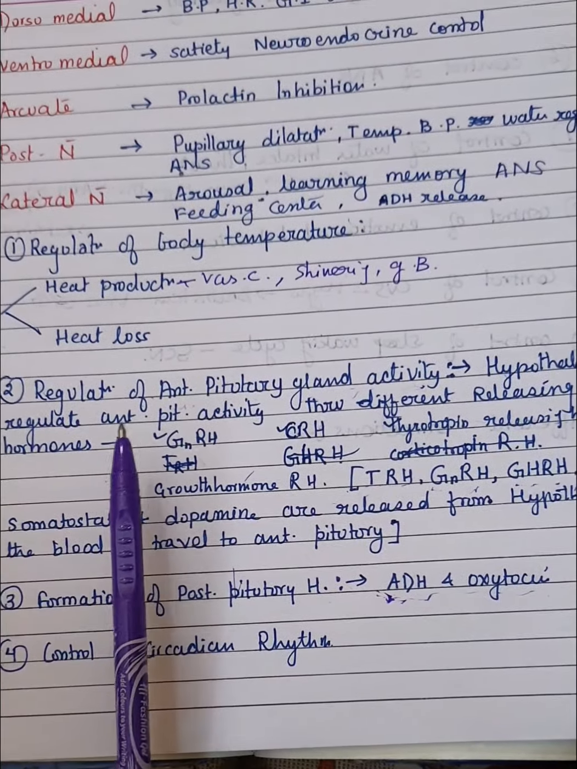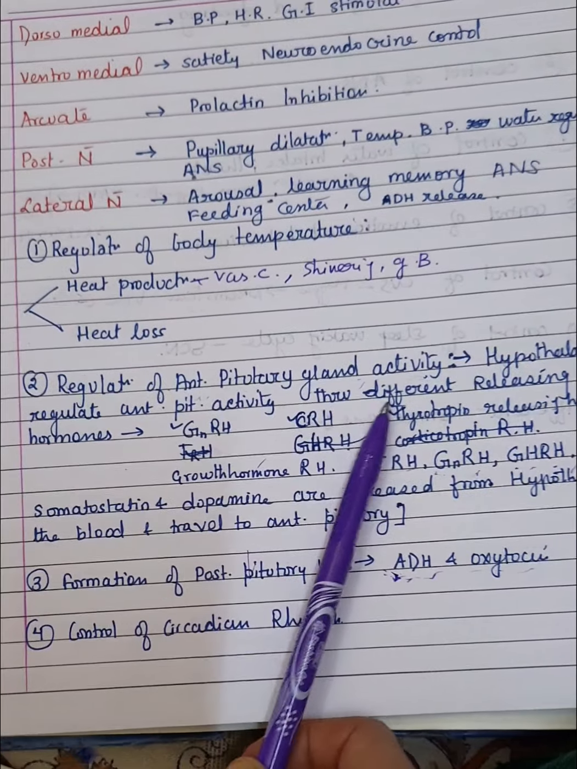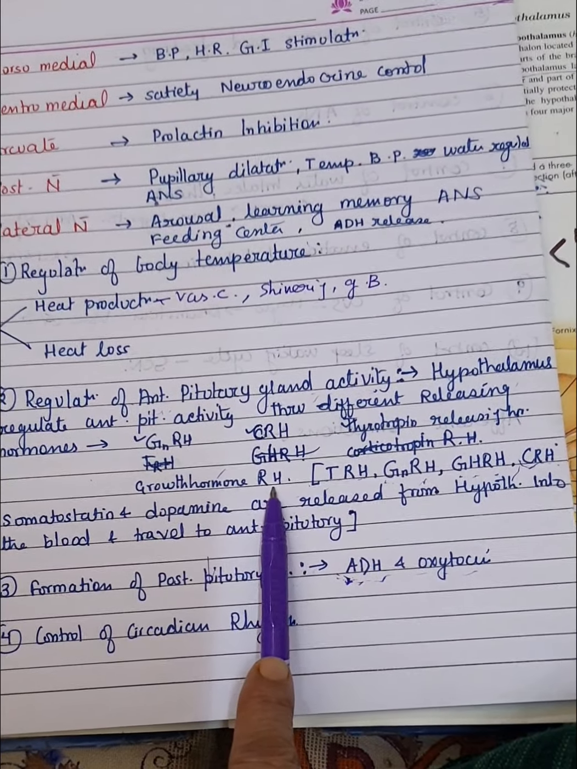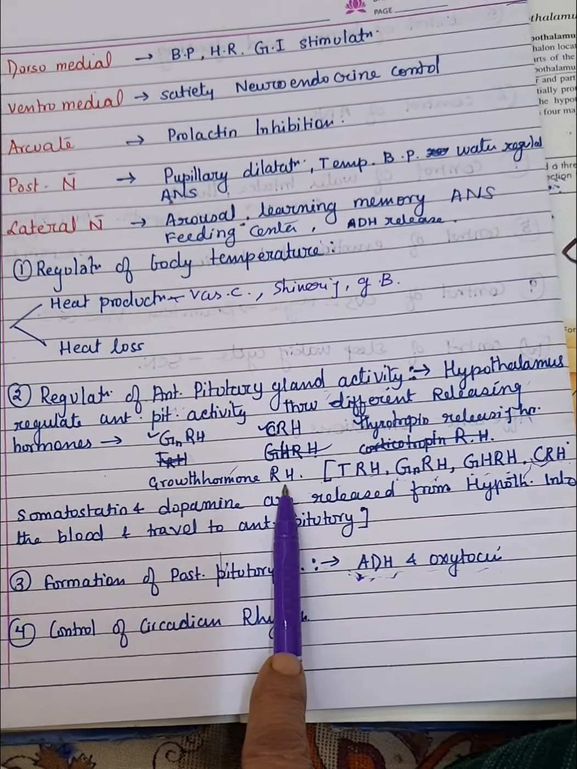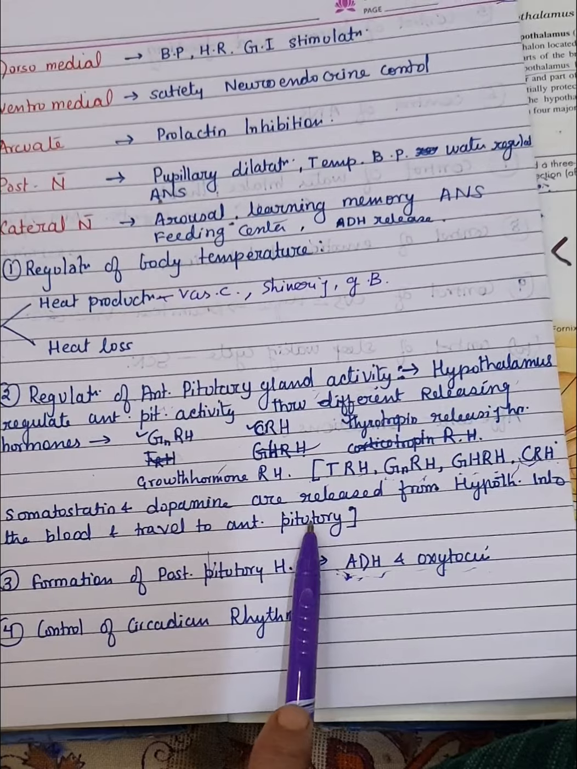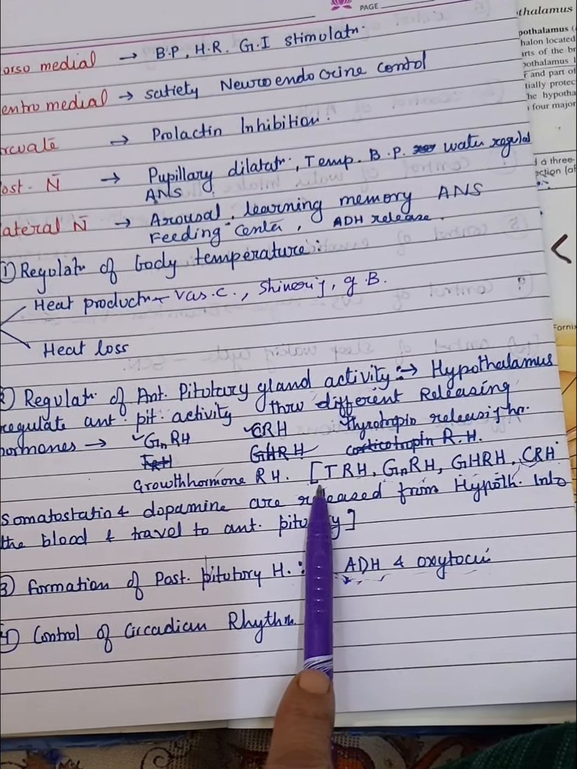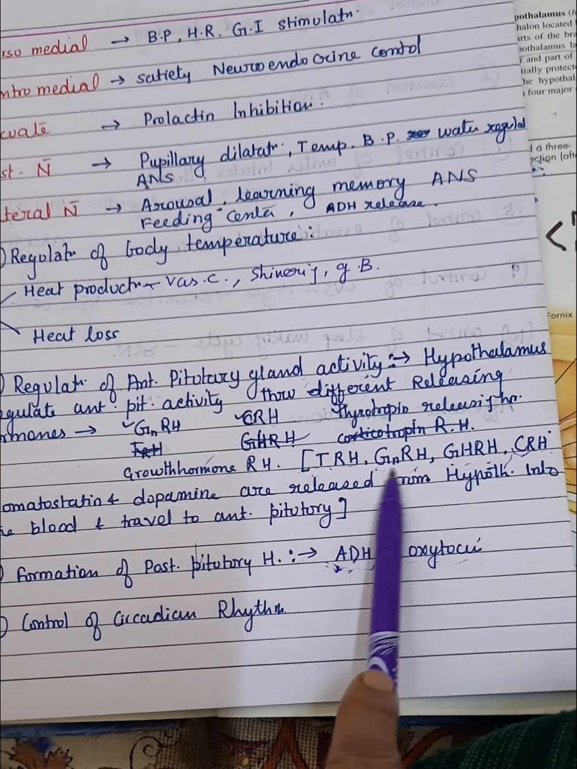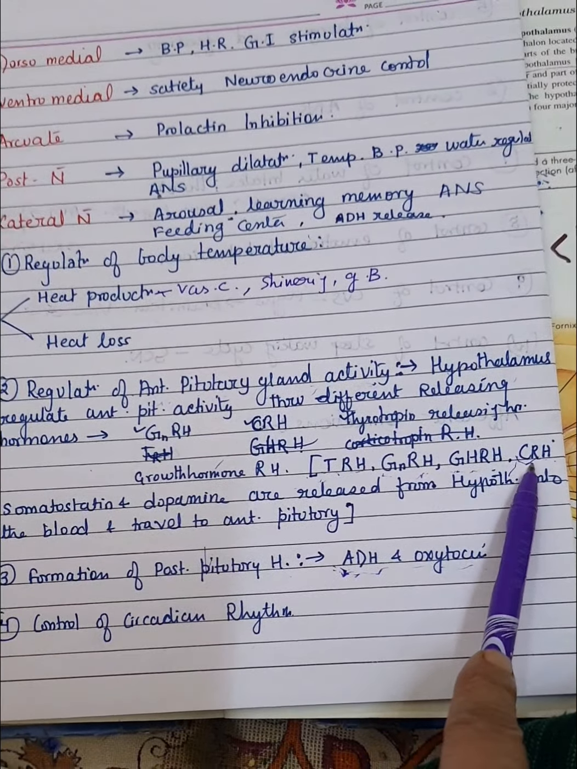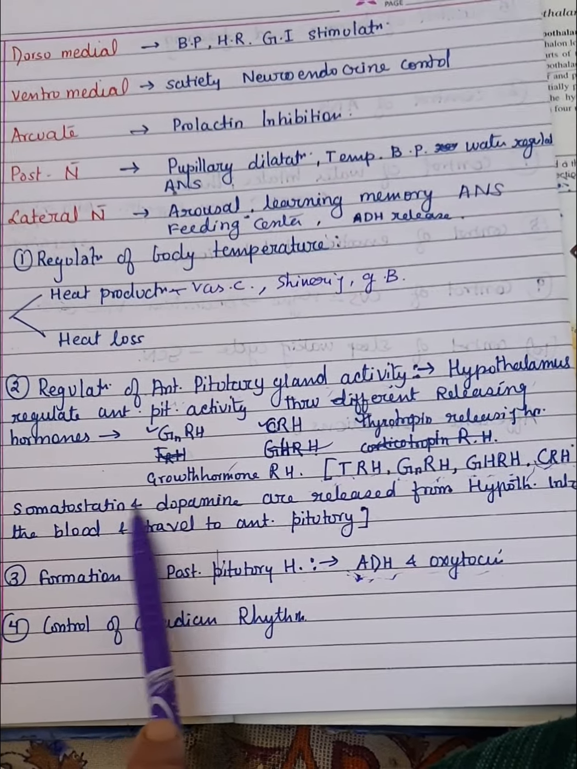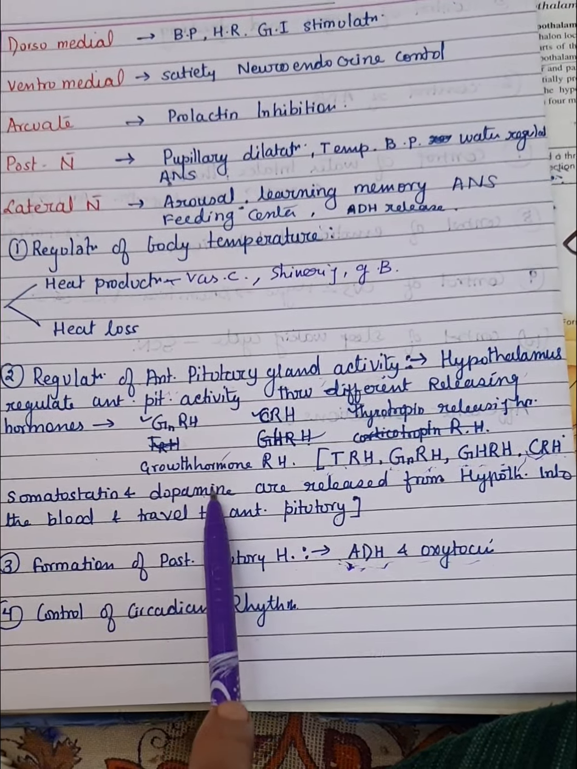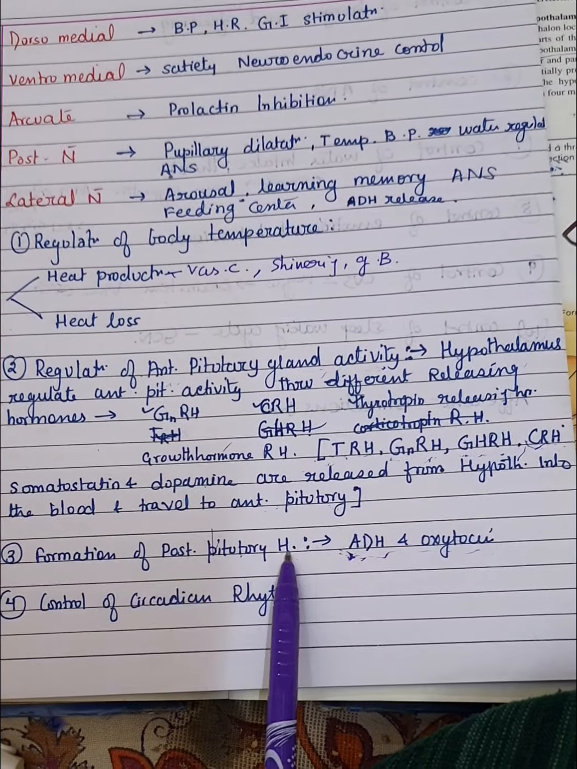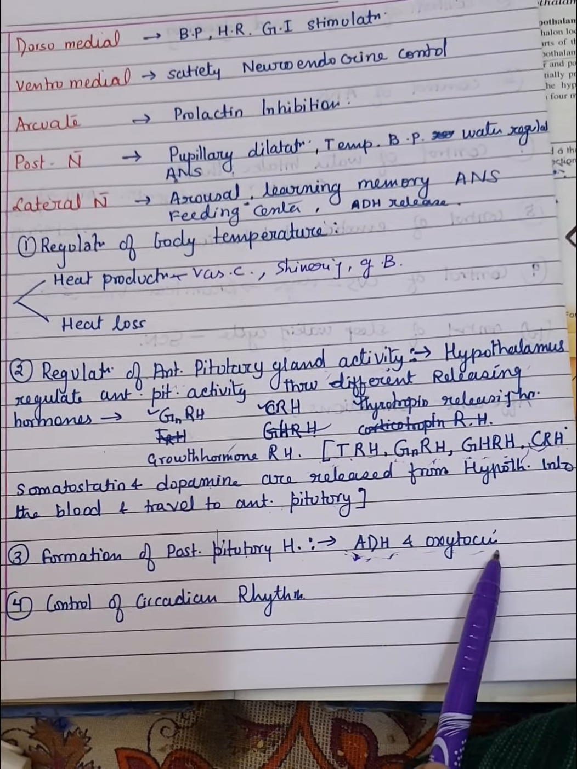The next function of hypothalamus is to regulate hormones of the anterior pituitary. Hypothalamus releases certain hormones, releasing hormones, which go to the anterior pituitary and order the anterior pituitary to release more hormones. The releasing hormones of the hypothalamus are thyroid releasing hormone, gonadotropin releasing hormone, growth hormone releasing hormone, corticosteroid releasing hormone, somatostatin and dopamine. These are the releasing hormones which act on the anterior pituitary. Similarly, hypothalamus also regulates posterior pituitary hormones, antidiuretic or vasopressin hormone and oxytocin hormone.